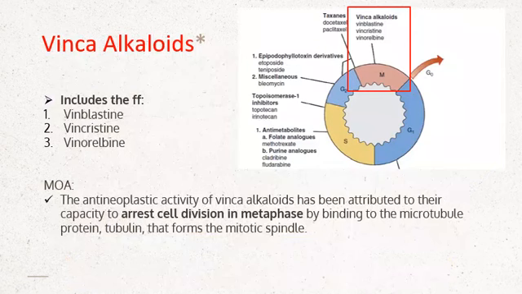Next, you have your vinca alkaloids. Vinca alkaloids include the following: your vinblastine, vincristine, and your vinorelbine. The target of vinca alkaloids will be the M phase of your cell division. M here stands for metaphase. These drugs will bind to your microtubule protein, tubulin, forming your mitotic spindles. This results in tumor cell death.